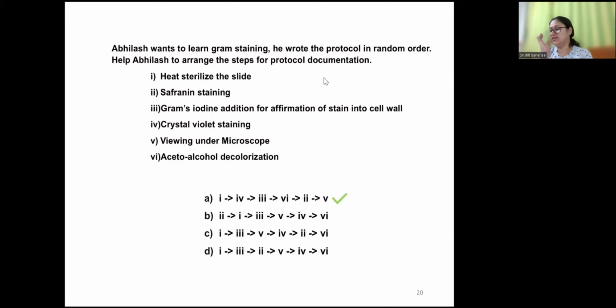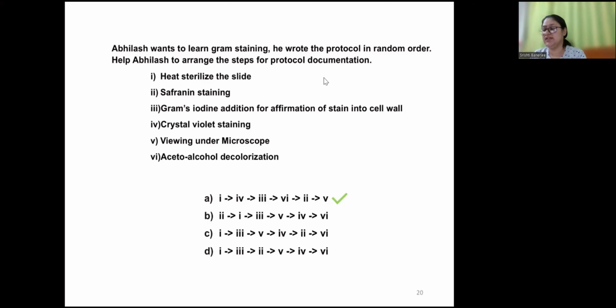Yes, it's A. So first, we heat sterilize the slide. Heat sterilization is to make it aseptic and to kill all the unwanted organisms. One. And second is to fix. Here fixing is not written, but it could be fixing also. The step is because of fixing.